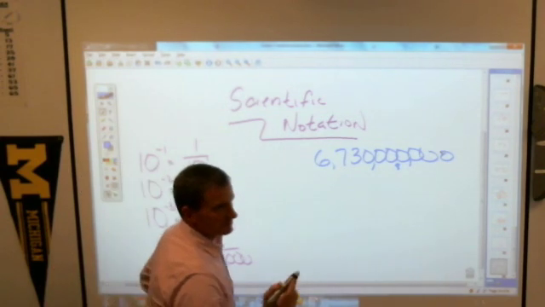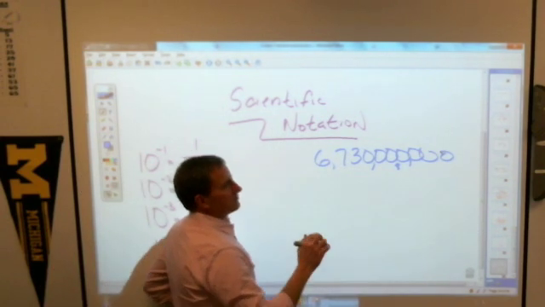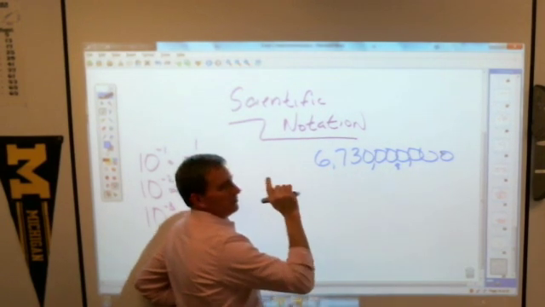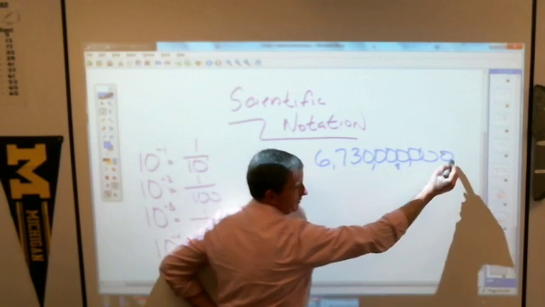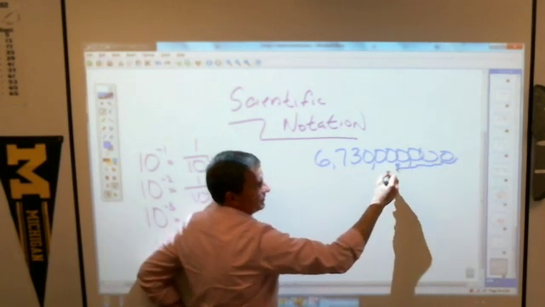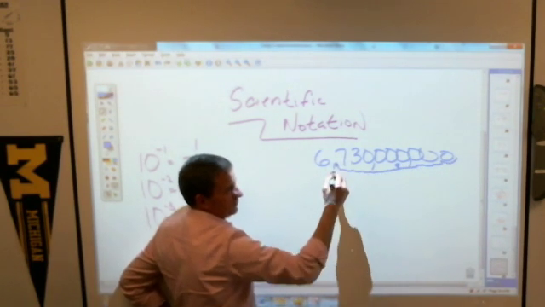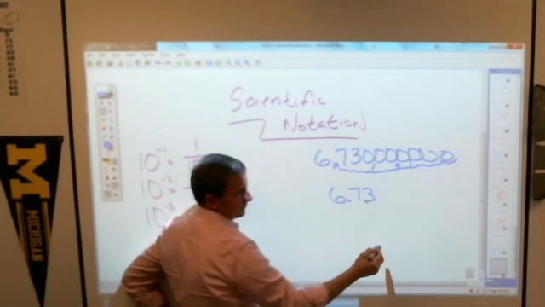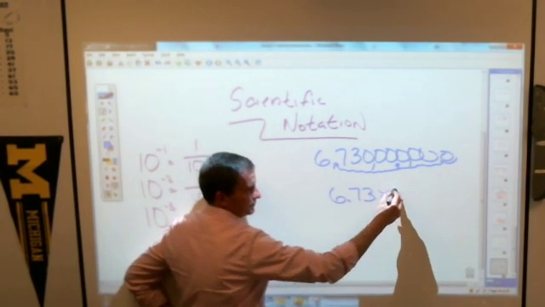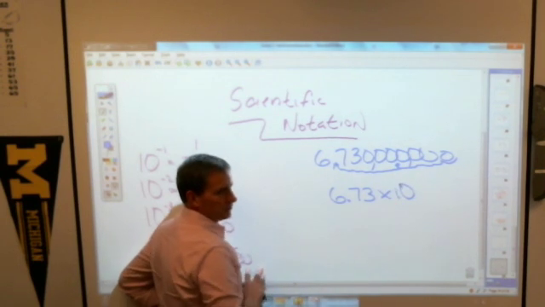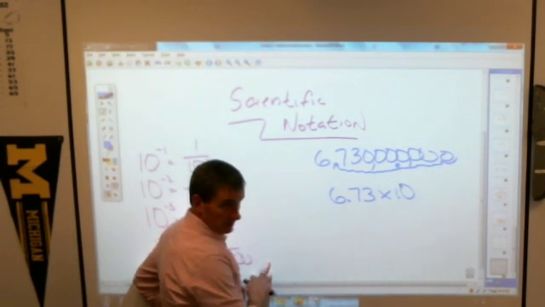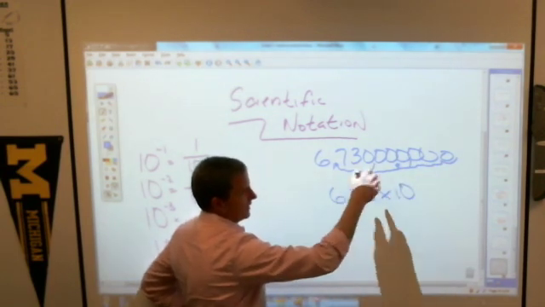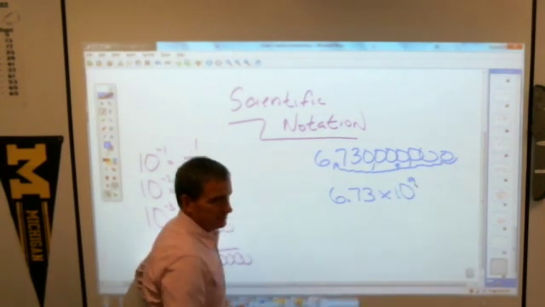Lauren! You have to put a decimal and then the numbers less than 10. Make the number so that it's between 1 and 10. So you start with the decimal and you move it all the way over here till you get the number between 1 and 10. So I get 6.73. Then what? Times 10, right? And then what's my exponent? Chase? 9. How many places did I move it? 3, 6, 9. Got that?